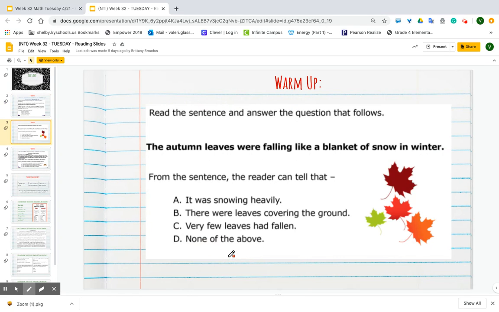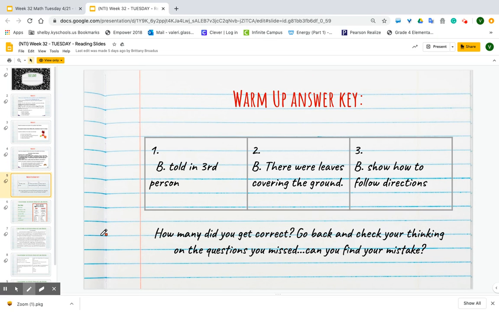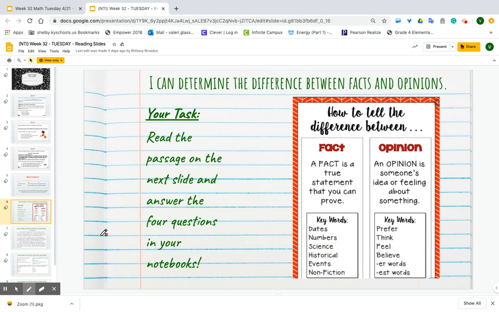Right there. Then you're going to go ahead and work through the warm-ups. When you're finished with the warm-up, there are your answers. Make sure you check yourself to make sure that you're on the right track and you understand what you're doing. Okay, read the passage on the next slide. Answer the 4 questions in your notebook.